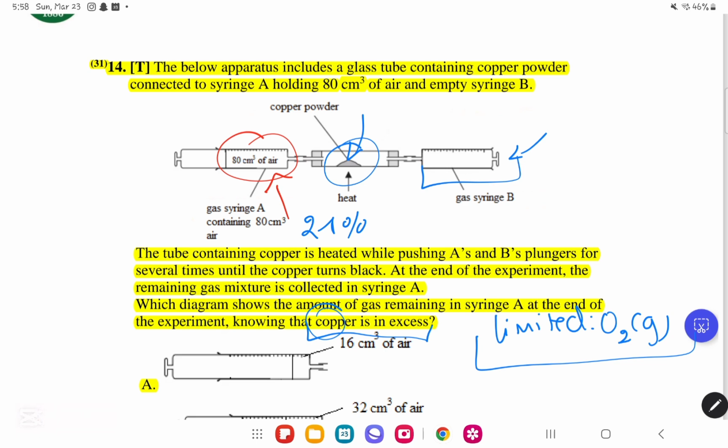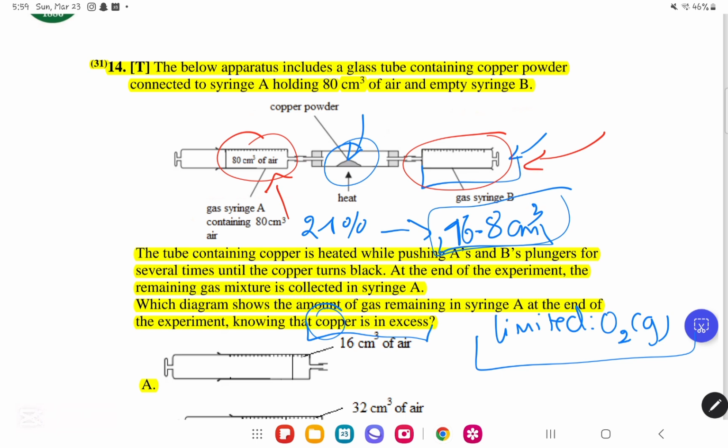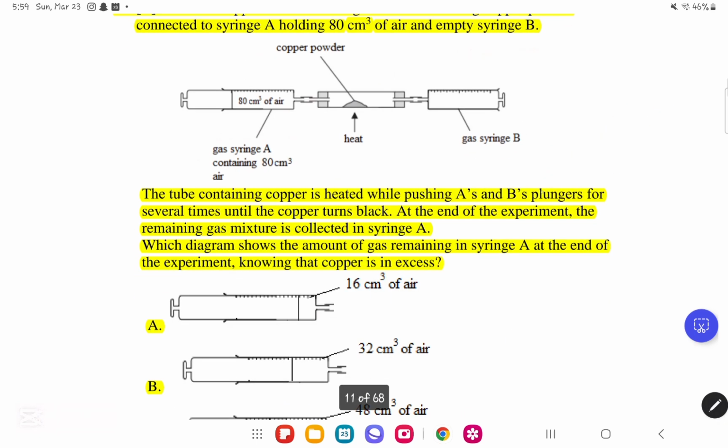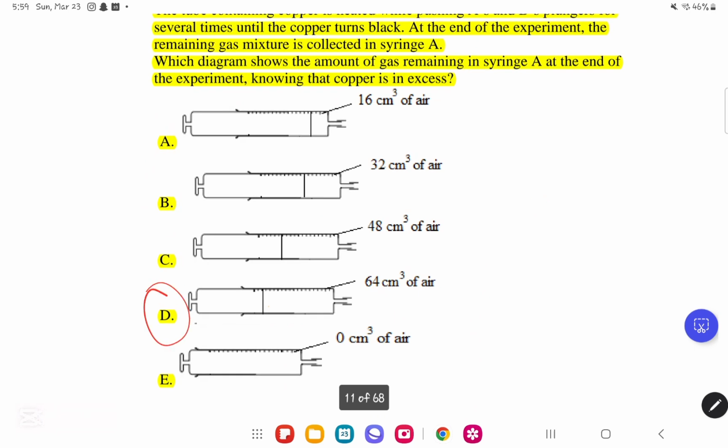So first of all, we'll find out the amount of oxygen. That means it's going to be 80 times 21%, or 21 over 100, and you will get that it is almost 16.8. This is centimeter cubed of oxygen. That means if 16.8 centimeter cubed of oxygen is used, how much of the air is going to be left? It's going to be 80 centimeter cubed minus 16.8, and you're going to get an answer which is 63.2. If you round it, it is closest to 64, so our answer is going to be D.